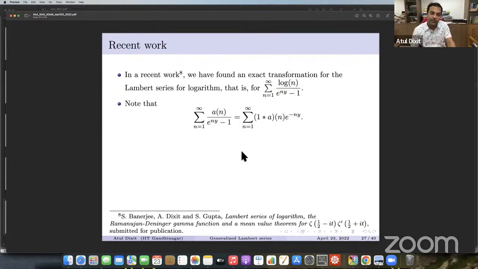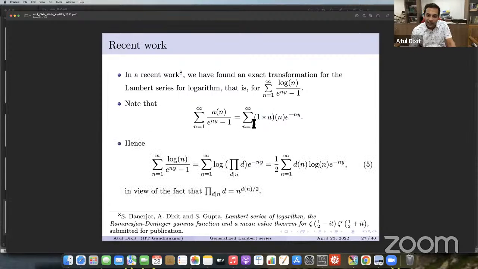Okay, first of all, if I put A of n equal to log n, what is this going to become? I have 1 star log of n, which is nothing but log of the product of all divisors of n. And what is the product of all divisors d of n? This is n to the power d(n) over 2. This is, for example, an exercise problem in Apostol.